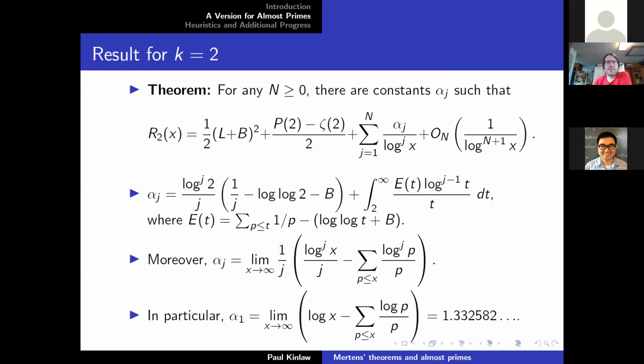In particular, alpha 1 is the constant appearing in a strong form of Mertens' first theorem. So that's the limit of the difference between log x and the sum up to x of log p over p. So this is a well-known constant. It's about 1.332582. And this is in a strong form of Mertens' first theorem. And the fact that this limit exists is actually equivalent to the prime number theorem. So that was interesting to see this expression from Mertens' first theorem pop up.